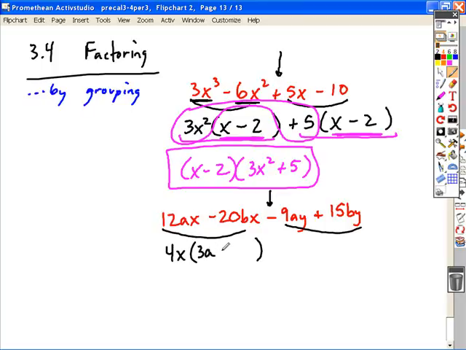3a, and in the second term, negative 5b. Okay, so here's our first group. Now let's move to the second group. What common factors can we remove from these two terms? Whatever sign is between them is still going to remain. That's the sign of the factor you're going to remove. So you are going to remove a negative term or negative factor from both of those.